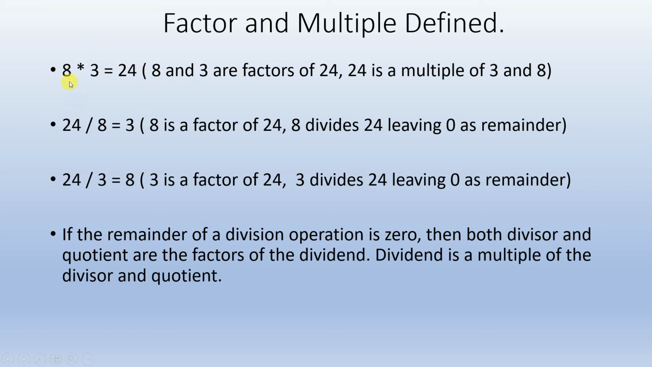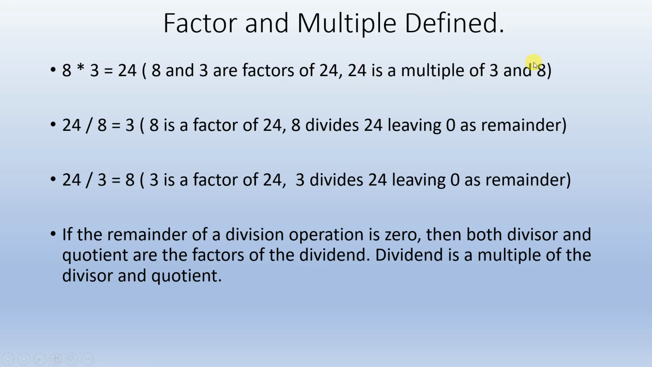Take this very simple multiplication operation, 8 into 3 equal to 24. 8 and 3 are multiplicand and multiplier. Finally, you get the product 24. So we can say that 8 and 3 are factors of 24. The multiplicand and multiplier automatically become the factors in the multiplication operation. And what about 24? It is the product or a multiple of 3 and 8.